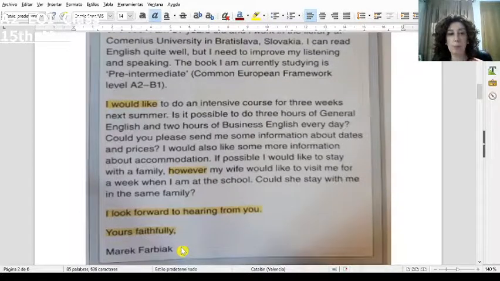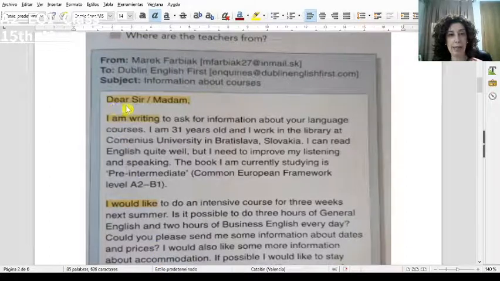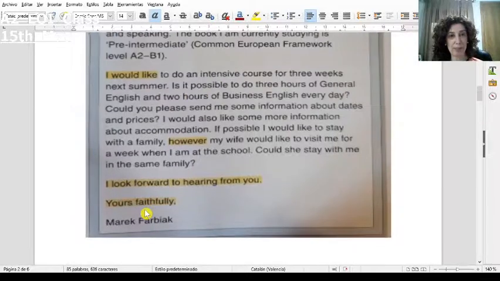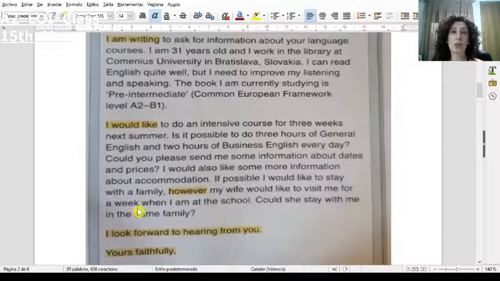Com me despedisc? Yours faithfully, atentamente. Seria atentamente, coma, i vaig fiqueu el nom, Marek, i el cognom, Farbiak. Clear? Mireu, quan comença Dear Sir o Madam, que no sabem la persona que va dirigida, contestem i acabem dient Yours faithfully, atentamente. Si sabem el nom, després direm com heu de fer. Clear? Well, which are the questions?